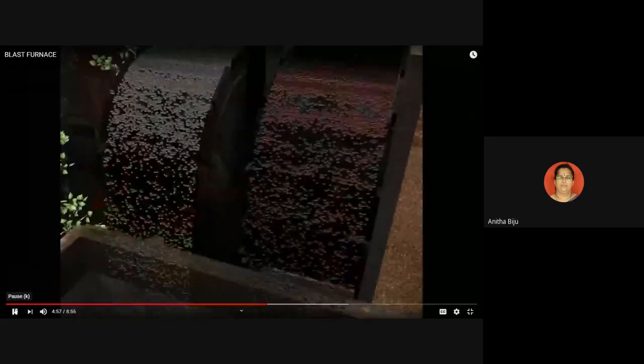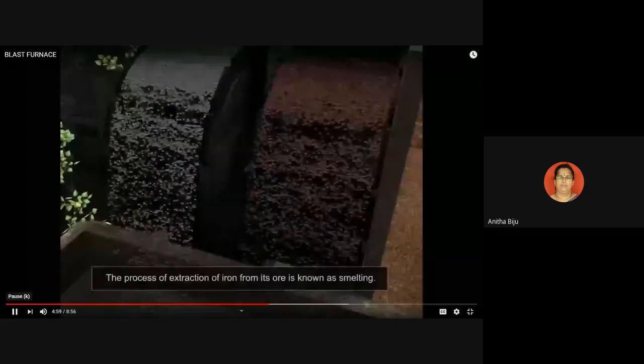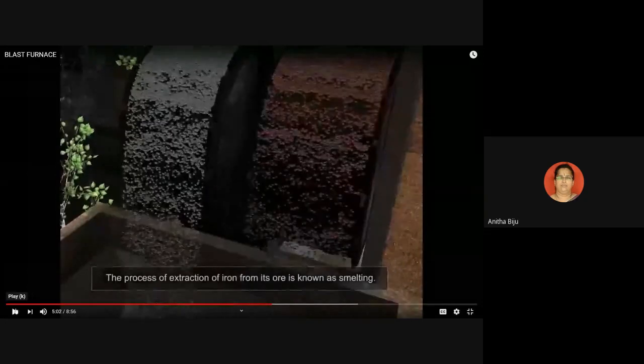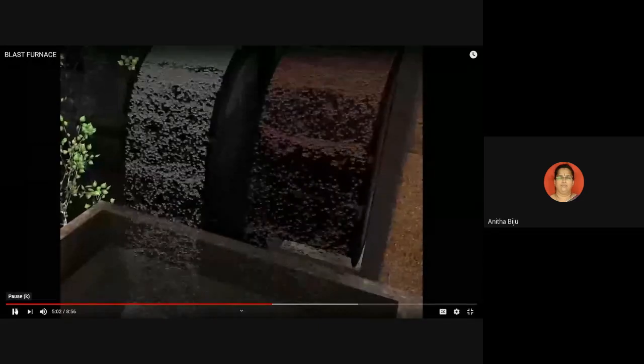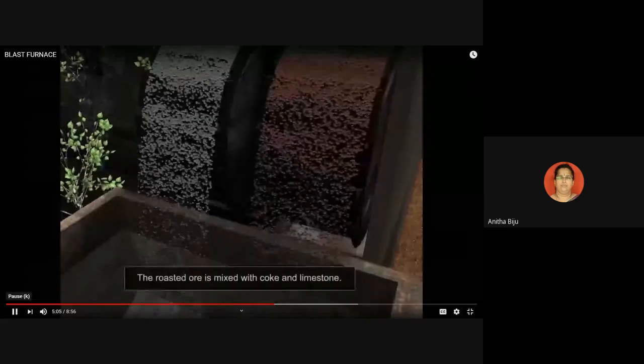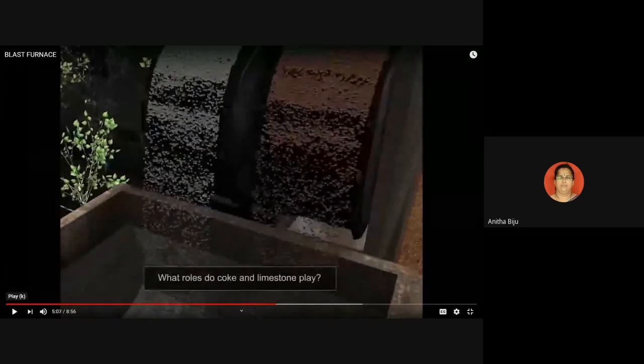The process of extraction of iron from its ore is known as smelting. This point is also important. The process of extraction of iron from its ore is called smelting. Smelting is where carbon is used as a reducing agent. The roasted ore is mixed with coke and limestone. So we can write: roasted or calcined ore is mixed with coke and limestone. Now, what is the role of coke and limestone?